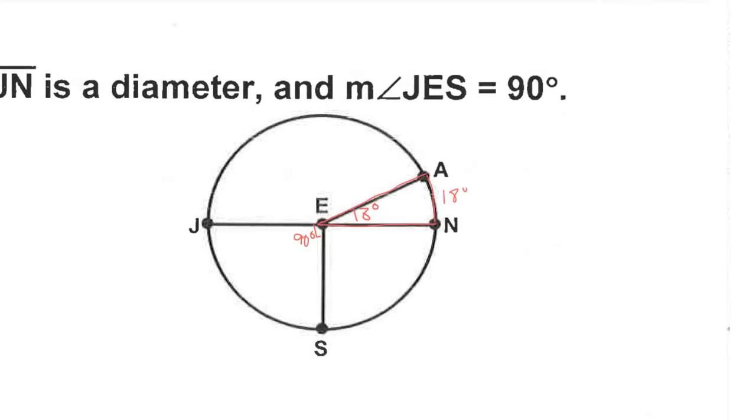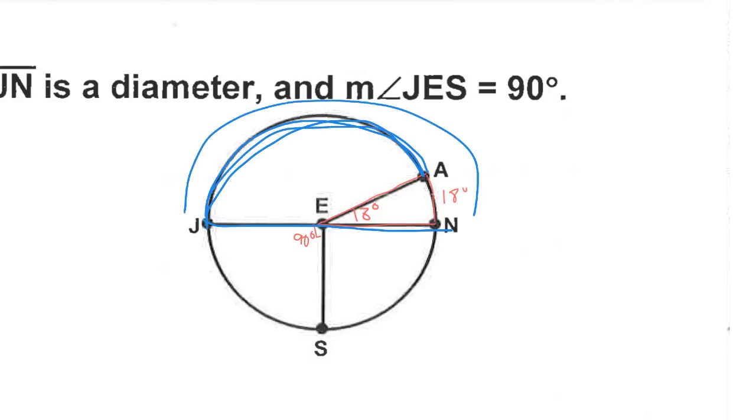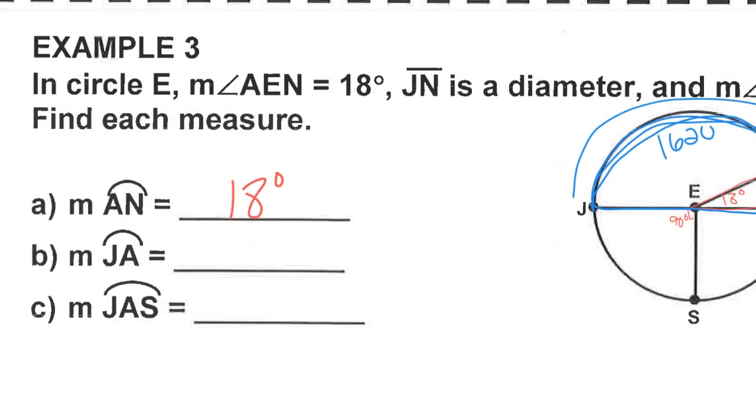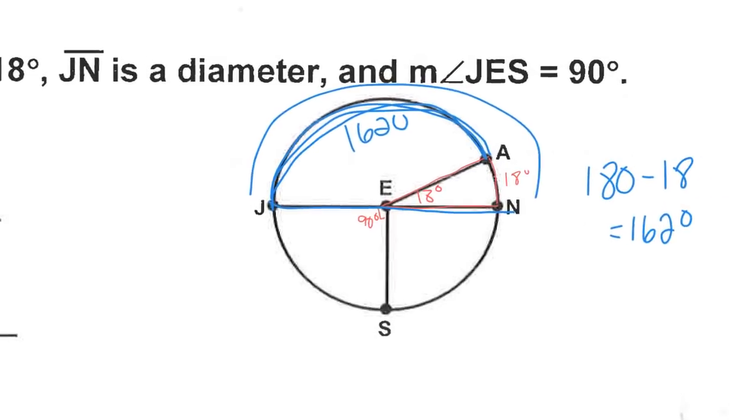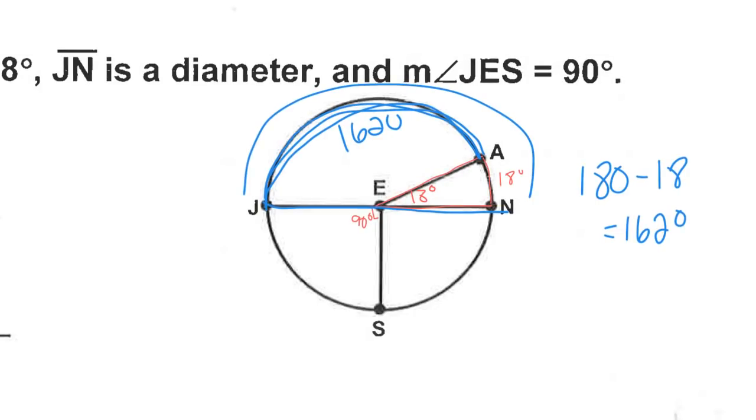Now it asks us for JA. So JA is this big space right here. The way we'd find that, guys, is this diameter cuts that circle in half. So I know this JAN arc, the whole thing, is 180 degrees. I've used 18 of that on the little piece of arc AN, so I subtract 18, and I get 162 degrees. And then the last thing it asks us for is arc JAS.